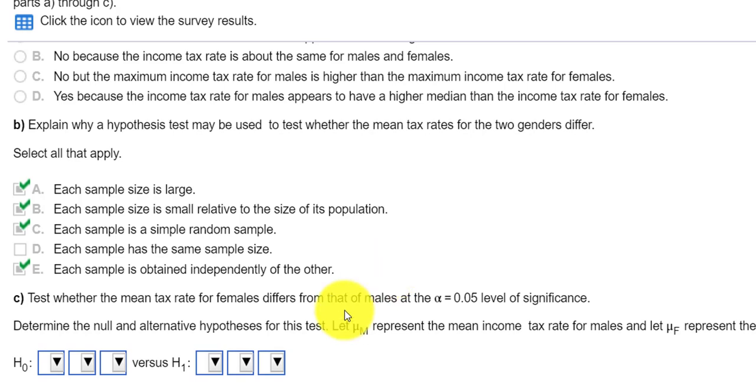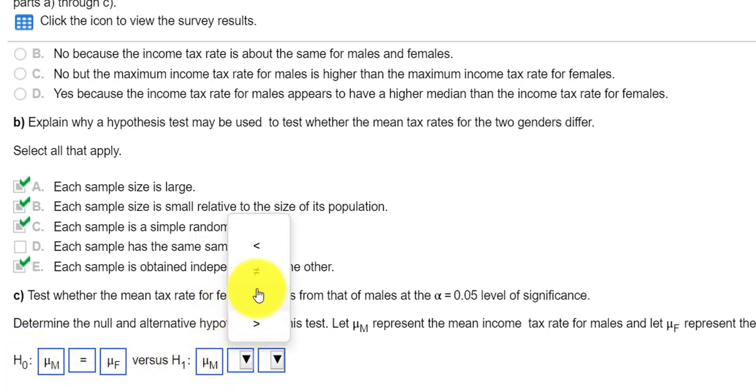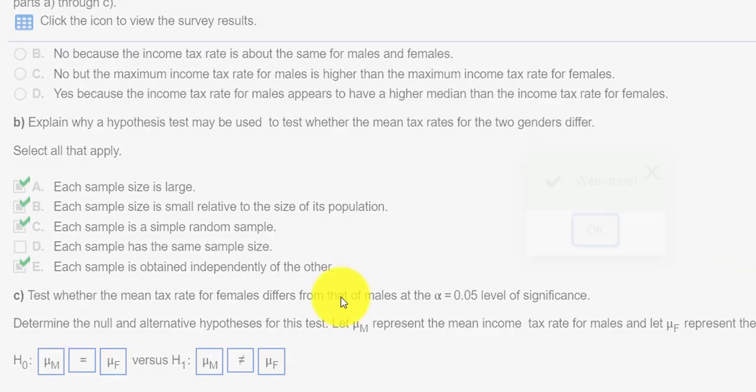Okay. Next, it says to test whether the tax rate for females differs from males. So it doesn't say greater than or less than, it just says differs. So the mean for males equals the mean for females, right? That'd be the null hypothesis. And then the mean for males does not equal the mean for females. That's the alternative hypothesis, right? We check answer, looks good.